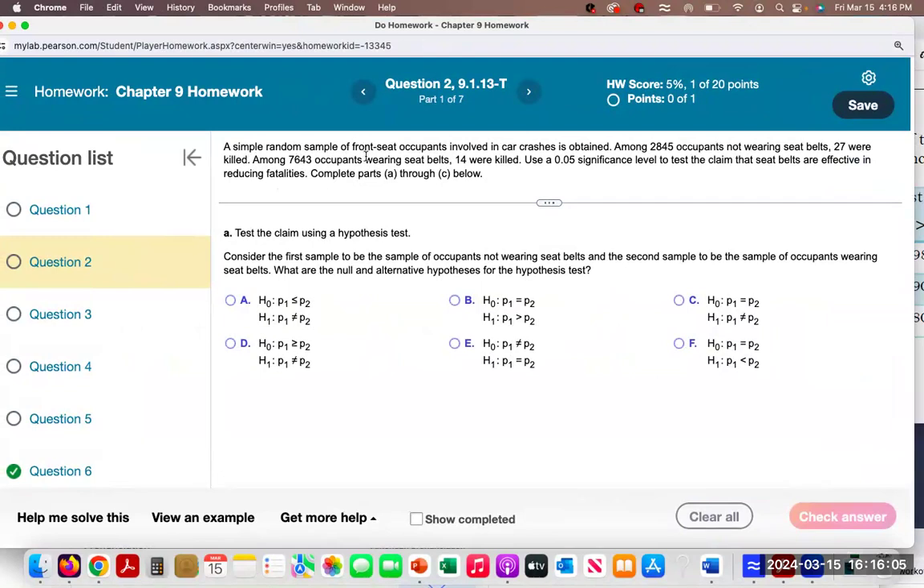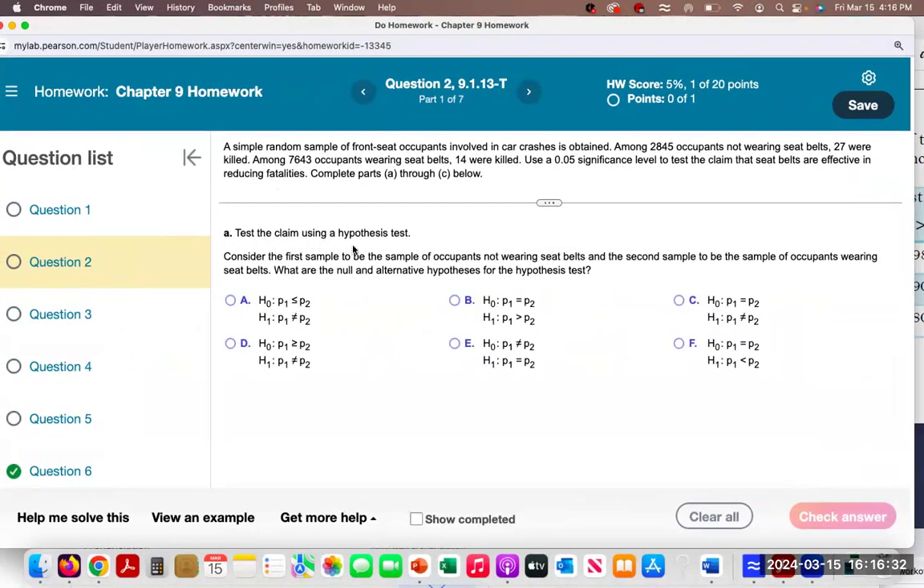A simple random sample of front seat occupants involved in car crashes is obtained. Among 2,845 occupants not wearing seatbelts, 27 were killed. Among 7,643 occupants wearing seatbelts, 14 were killed. Use a 0.05 significance level to test the claim that seatbelts are effective in reducing fatalities.